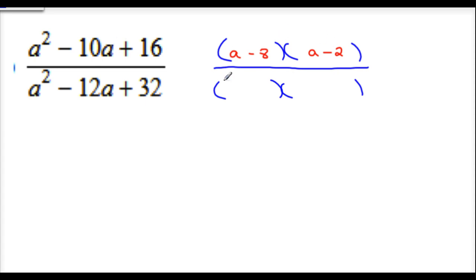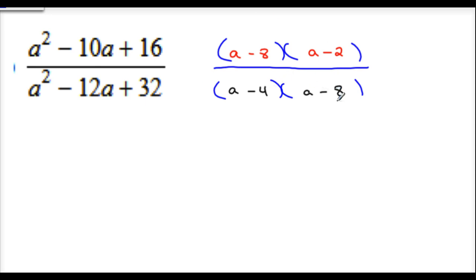My denominator, a squared minus 12a plus 32: a minus 4 and a minus 8. It's beautiful. Negative 4 plus negative 8 is negative 12. Negative 4 times negative 8 is positive 32.